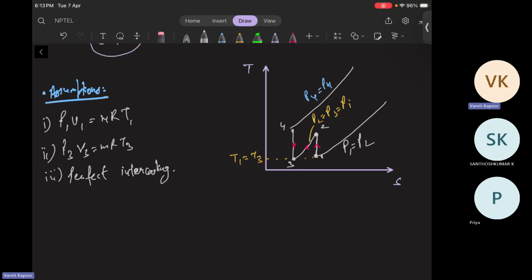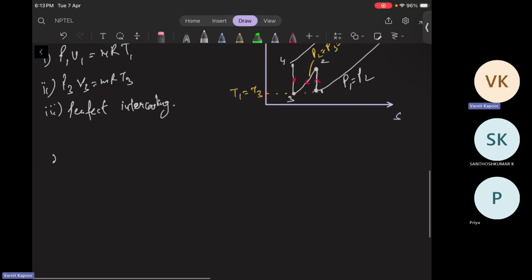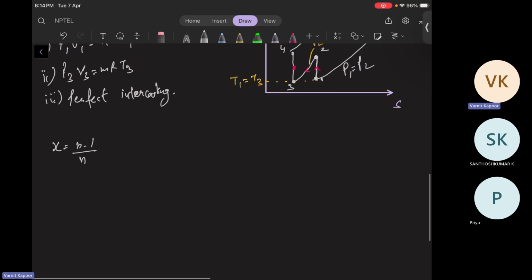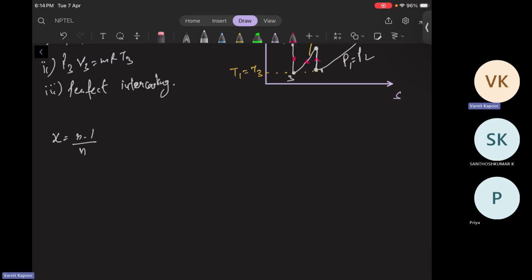Also, we can say our index. Let us take n minus 1 by n, that is your polytropic index, to be x. Instead of writing n minus 1 by n again and again, let us say it is x. Now, as we have seen, with the help of intercooling, the work reduces. We have seen this in the turbine. Same thing happens here.